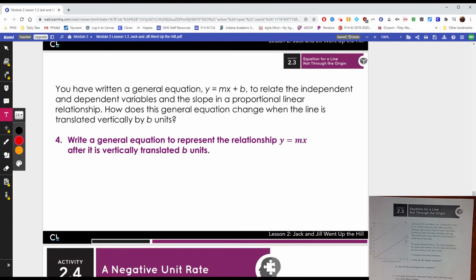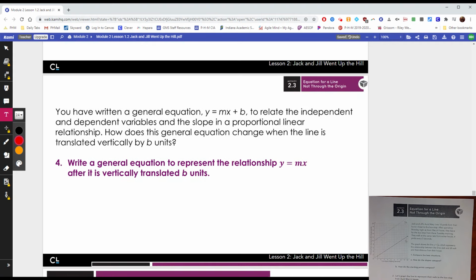Which leads us to a general equation, y equals mx plus b, to relate independent, dependent variables and the slope in a linear relationship. How does this equation change when the line is translated vertically by b units? So in the very last lesson, we saw an equation that looked like this at the very end, y equals mx, where m is the slope.